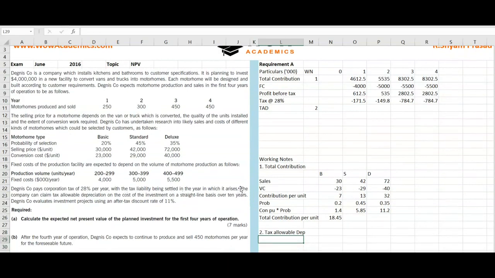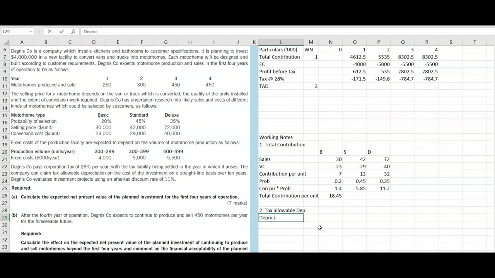So we have to read the data for it. The company can claim tax allowable depreciation on the cost of the investment on a straight line basis over 10 years. So the depreciation, we have to calculate first, depreciation per annum. So depreciation per annum works like this. We have to find out what is the cost of the investment. So the cost of the investment is 4,000 minus if there's any scrap value. There's no scrap value in this problem, so it should be 0. And this has to be solved in a bracket, and then divided by the number of years. Number of years is 10 years. So this will give you the depreciation. So I'll work it out here.